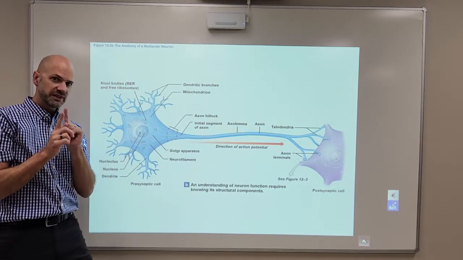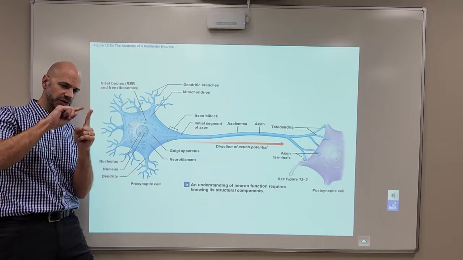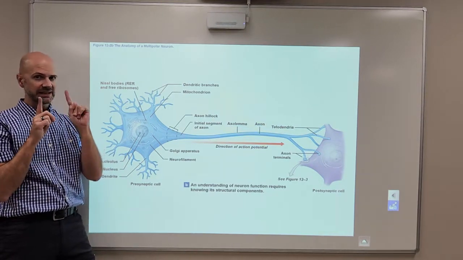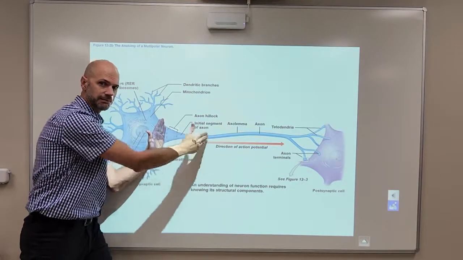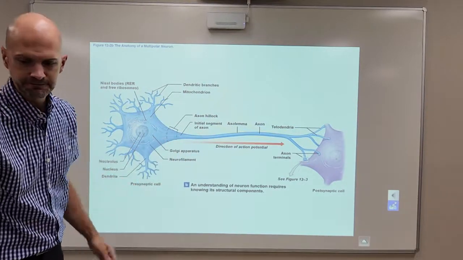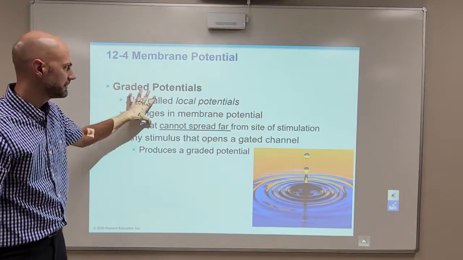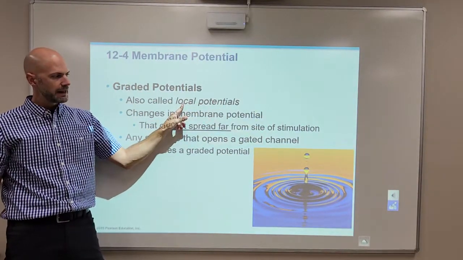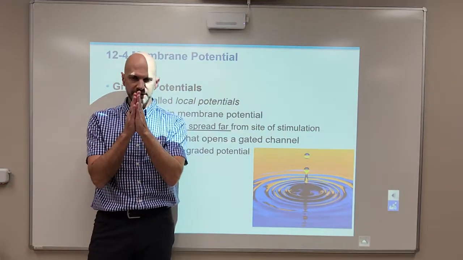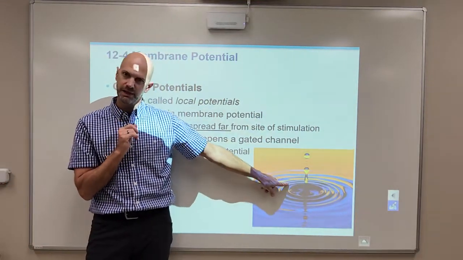The distribution of these important channels, the voltage-gated versus the ligand-gated, is the reason why we have graded here and action potentials here. So let's start talking about graded potentials. They're also referred to as local potentials. And what I want you to think about for graded potentials is this analogy.